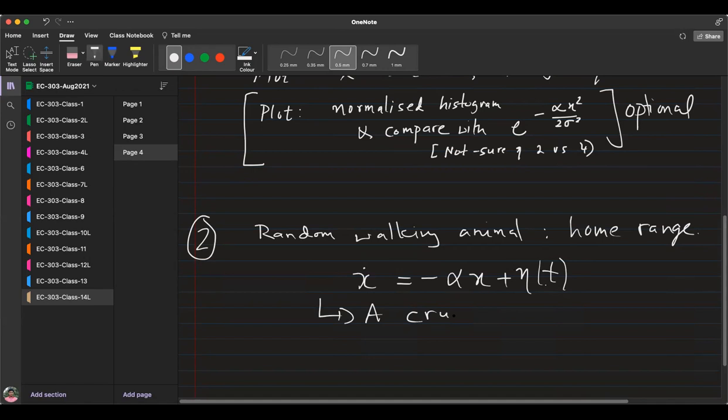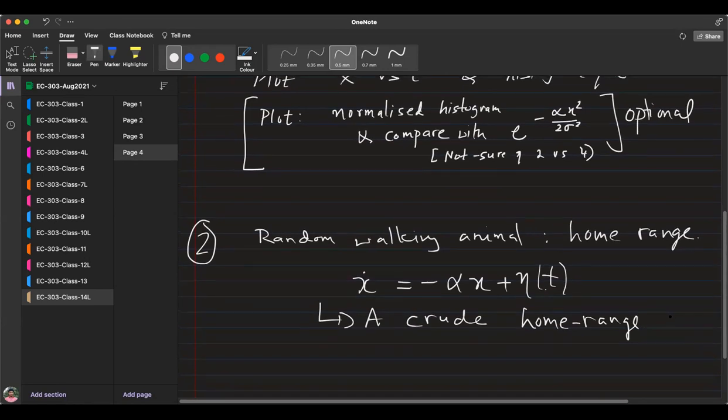A crude home range model. What many of you had done in the question back then was that we had put some hard boundaries. You had said that as it moves beyond a distance L, they will always turn back towards the origin. But until then they will be moving randomly. That was one way you had all modeled.